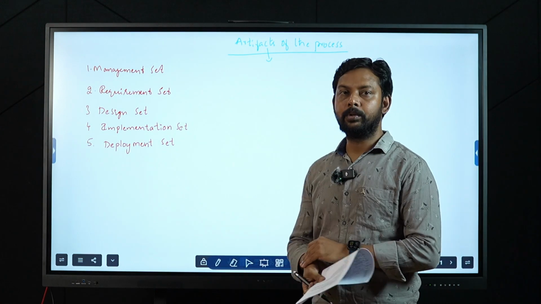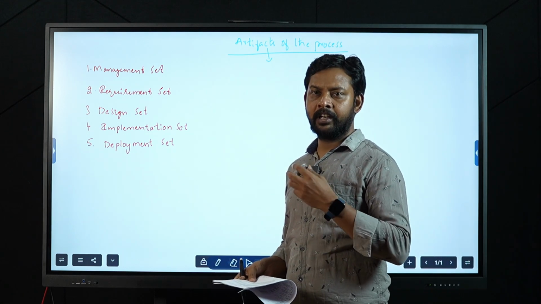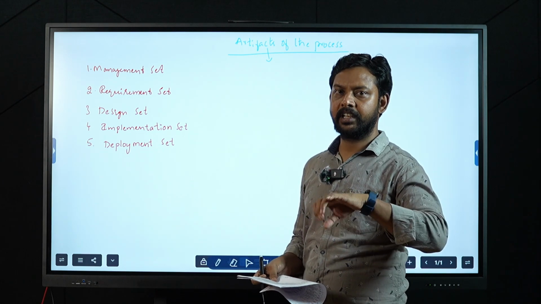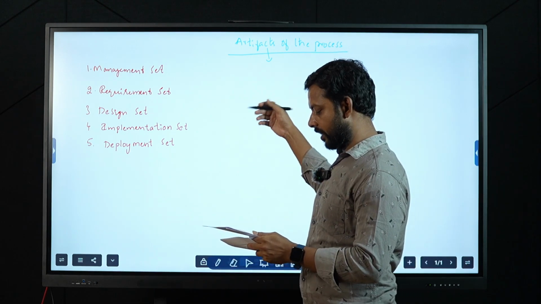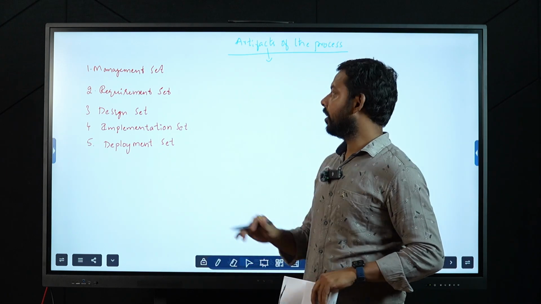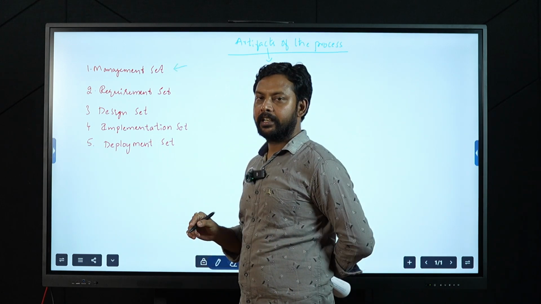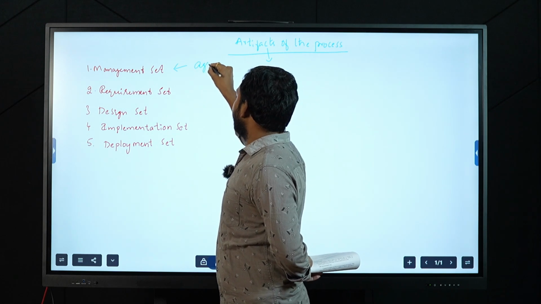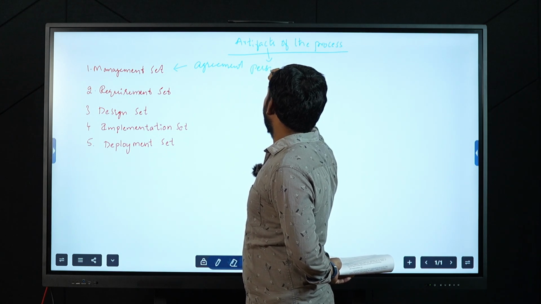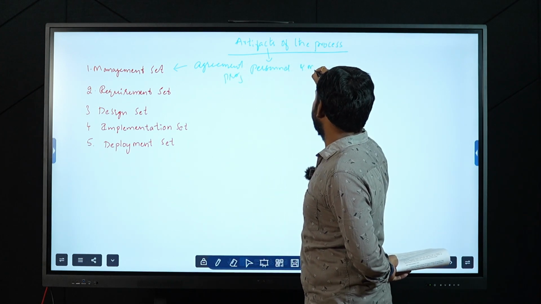It is related to the development of your project, integration of your project and so on. Whatever the different parts of your project, whether they are integrated to related phases, we say them to be your artifacts. All your artifacts are divided into five different sets. First is your management set. The management set basically discusses the agreement related to the project personnel and the management.